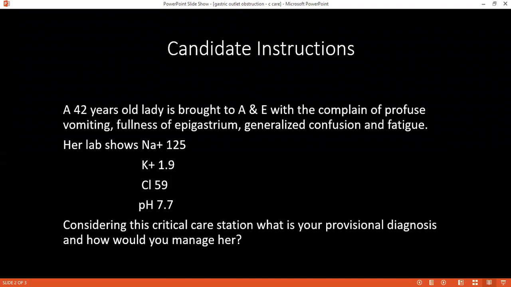Other than the general surgeon, would you involve anyone else? Maybe a nephrologist, maybe anesthesia. Anyone else? The anesthesia doctor and the internal medicine team. Okay. Can you tell me how you would manage the nutrition of this patient?